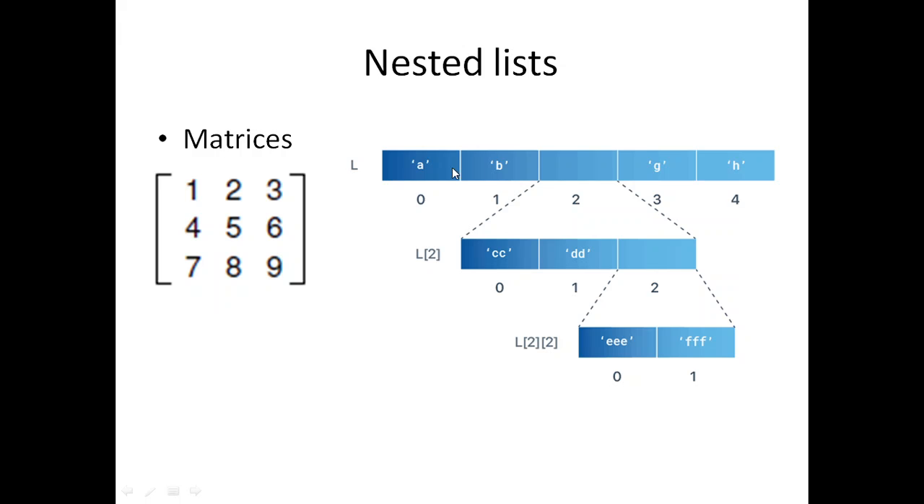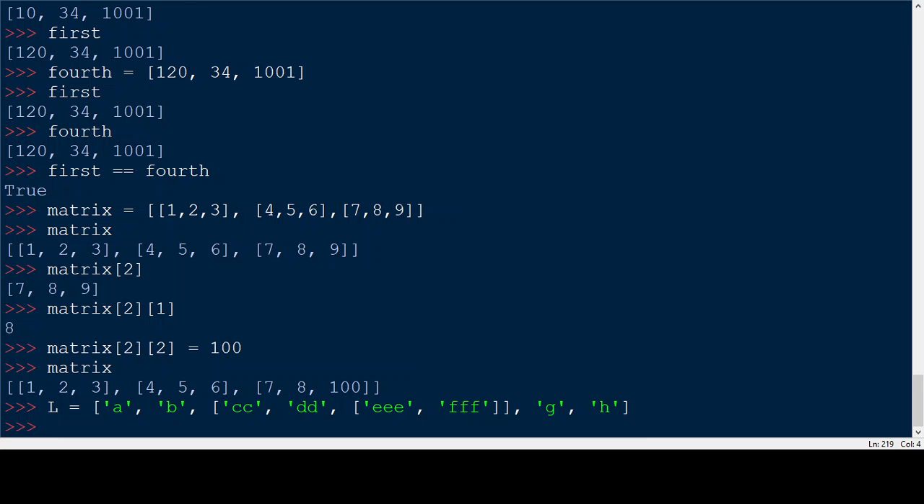So this is the actual list. The zeroth element is A, the first element is B, and in the second element we have another list. In that element we have L of 2. It is CCDD, and inside that L of 2, 2 we have another two lists, EEEFFF. So this is the whole list. This list we have created using this function. Okay, this is what we have done here.